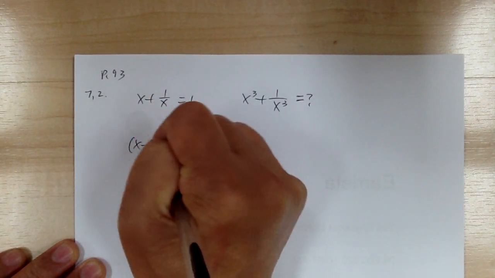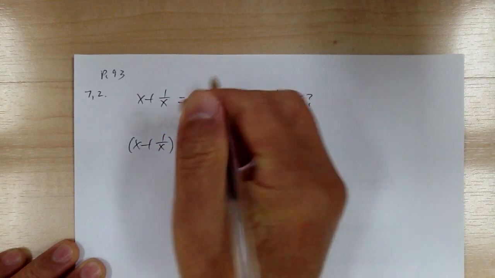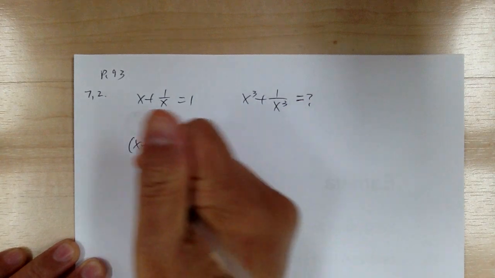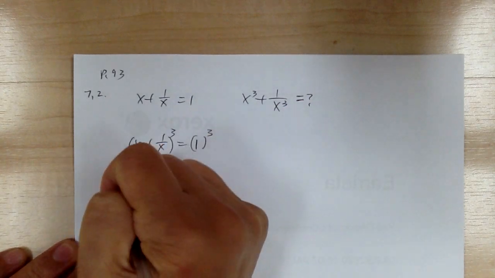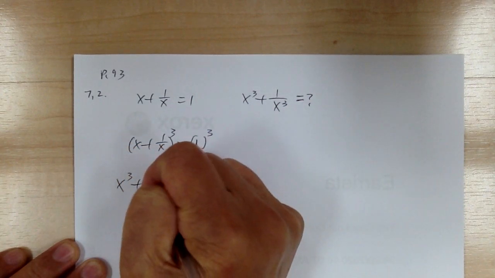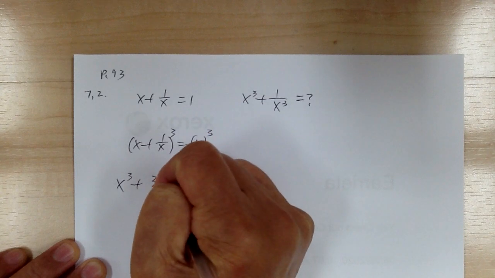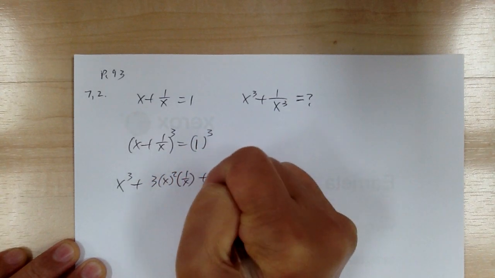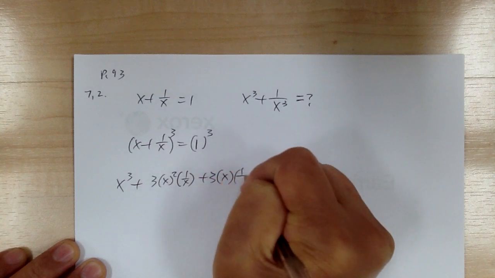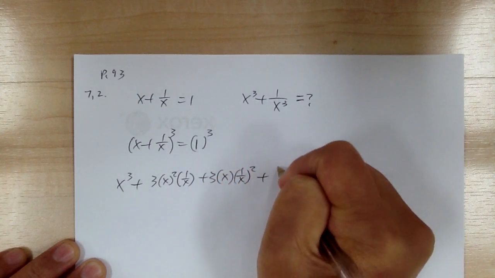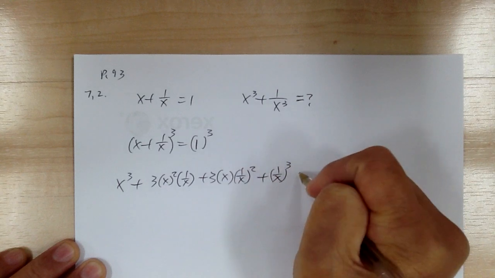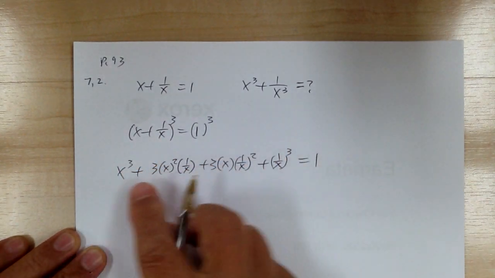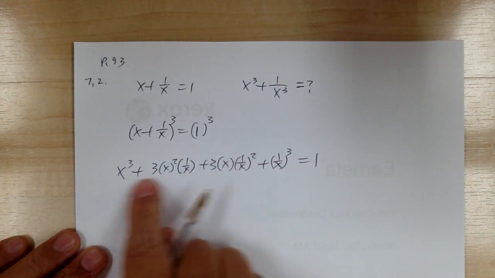So x plus 1 over x equal to 1, and you want to cube both sides. Okay. And by using the expansion, you're going to get x cubed plus 3 x squared times 1 over x plus 3 times x times 1 over x squared plus 1 over x cubed equal to 1. And you can simplify a little bit. Okay, so make sure you know how to do the expansion.